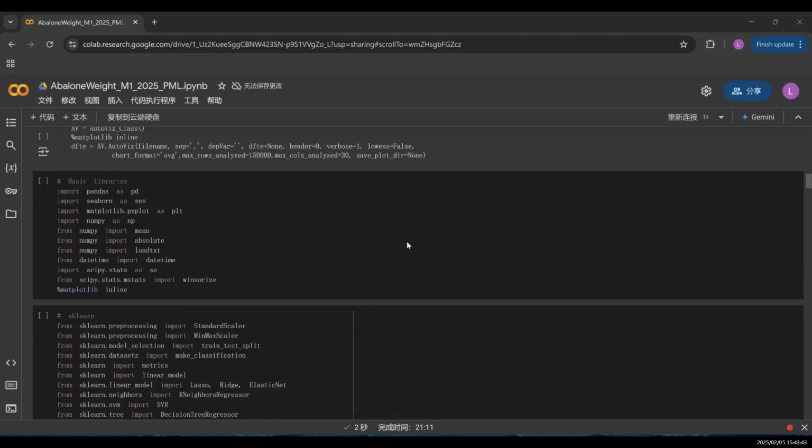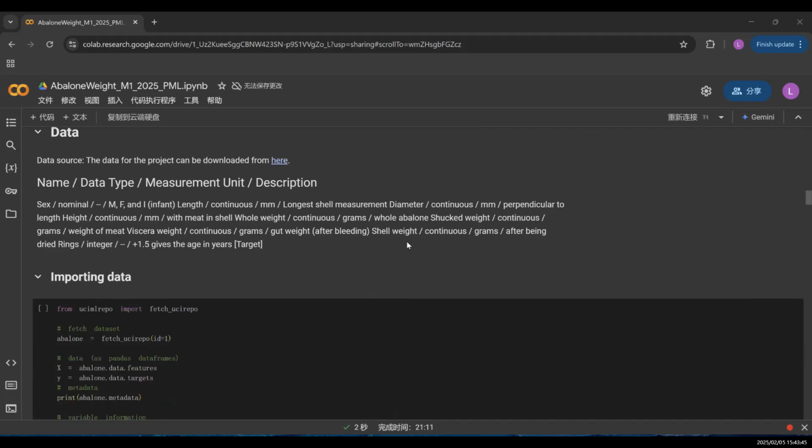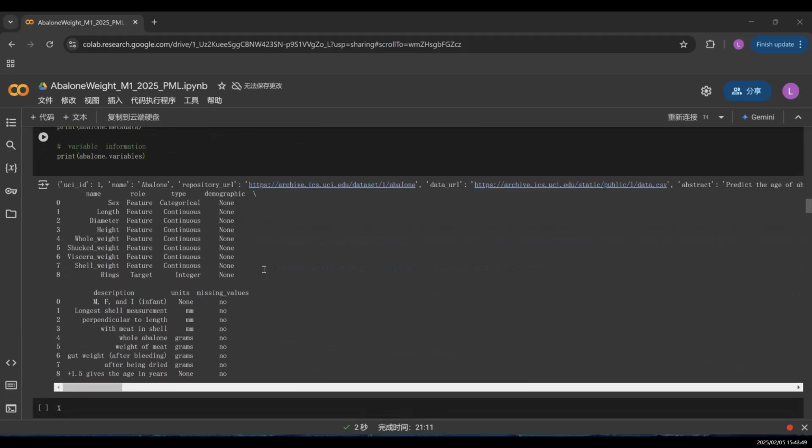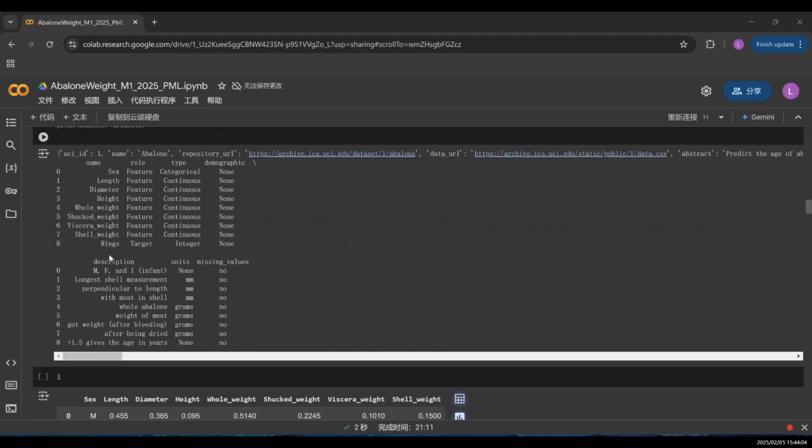And here are all the packages we need, and this is the data and the description of the data. So we have the length, height, and weight as the physical attributes of the abalone, and they are the independent variables. And we want to predict the rings of the abalone because they directly reflect the age in years.